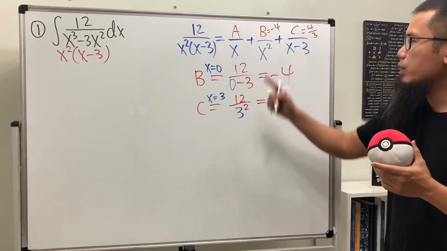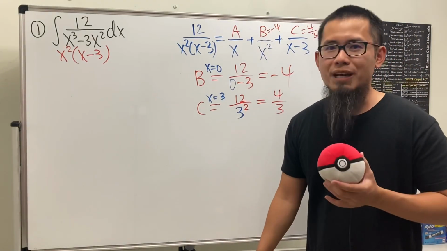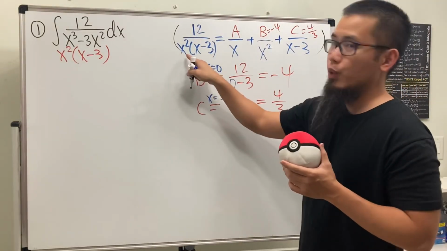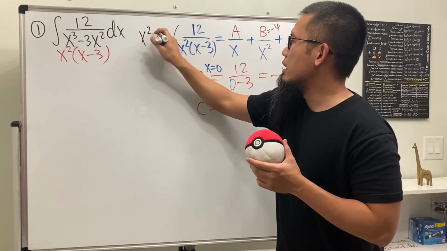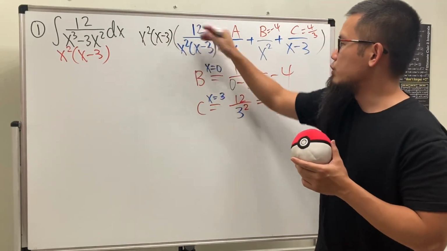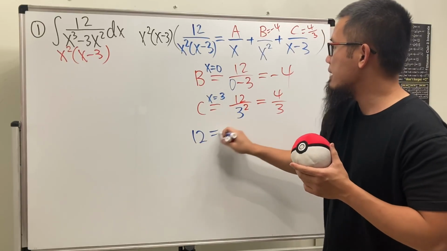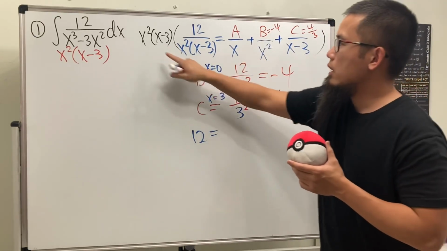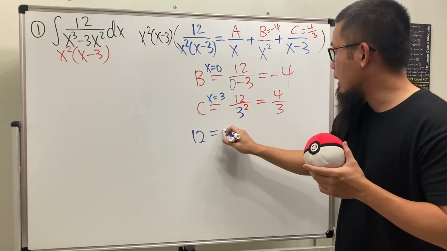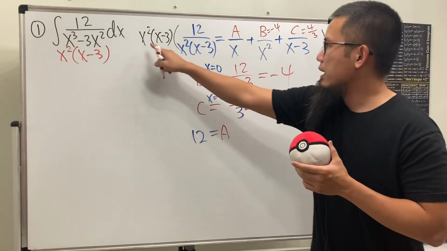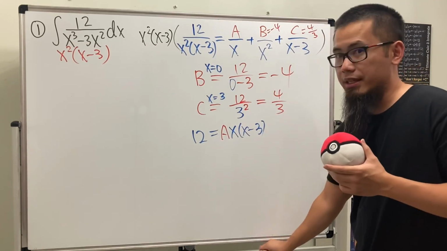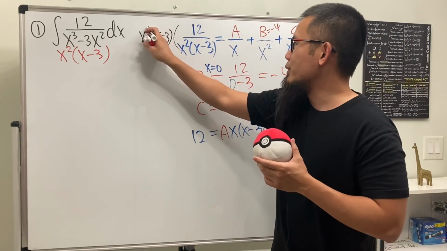Now, let's see how we can figure out the good old-fashioned way. So let's go ahead and look at this and multiply everybody by the lowest common denominator, which is just this guy. So x squared times x minus 3. And we are looking at this times that, we just have 12. And this times that, well, one of the x cancel, so we have x times that, so we will have a, which we don't know yet, x to the first power times x minus 3. And let me just fix my exponent 2 right here real quick.